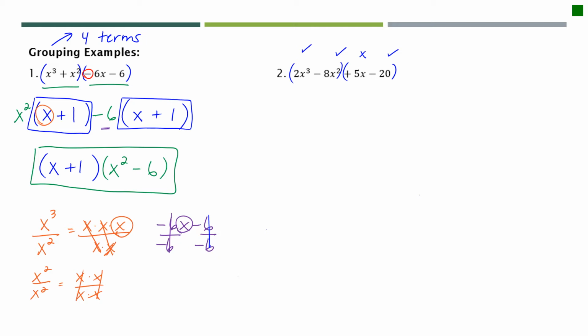Okay, so the first thing we want to do is take the greatest common factor out of that first group. I can divide everything by 2 because 2 divides by itself and 8 divides by 2.